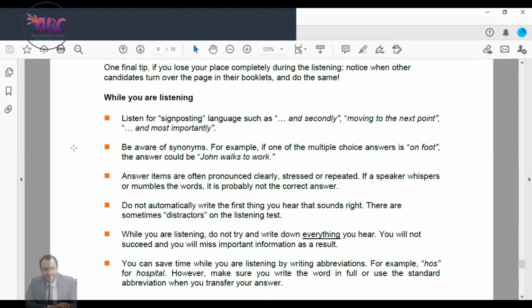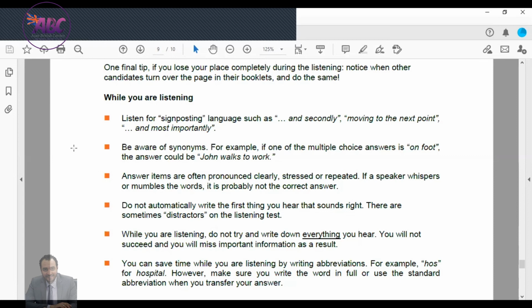Also you should pay attention to the negative things, because sometimes he gives you one of the answers in multiple choice questions, but in negative form. So some students, when they hear the same word, just choose it. So distractors are used during the IELTS listening test.